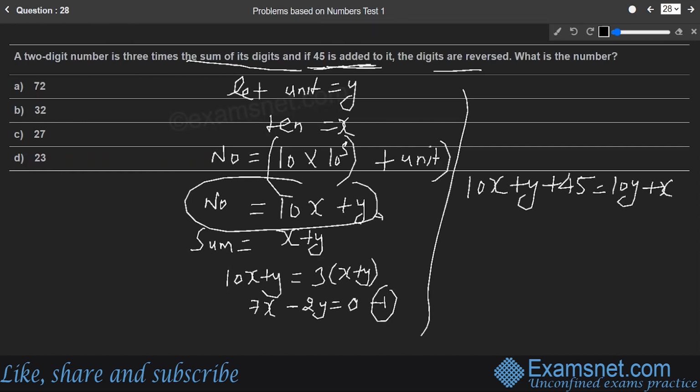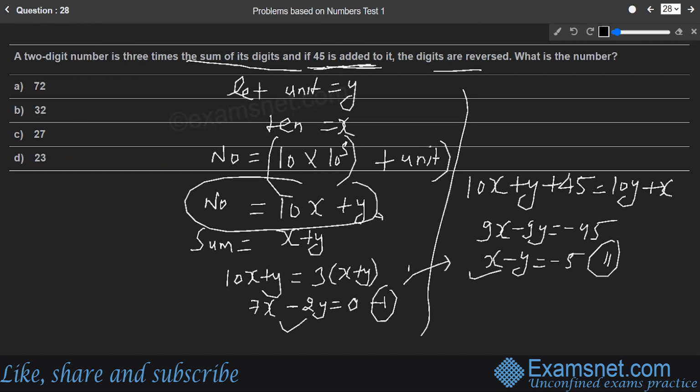We can make another equation out of this, solving which we get 9x minus 9y is equal to minus 45, which gives x minus y is equal to minus 5. This is the second equation. Now we have the first equation and the second equation. We can easily solve them by the simultaneous method, multiplying the second equation by 2 and subtracting it from the first equation, and find the value of y. If we solve together, the x value comes out to be 2 and the y value comes out to be 7.